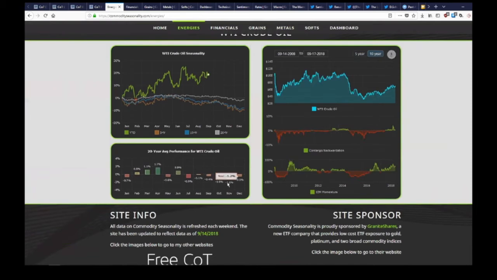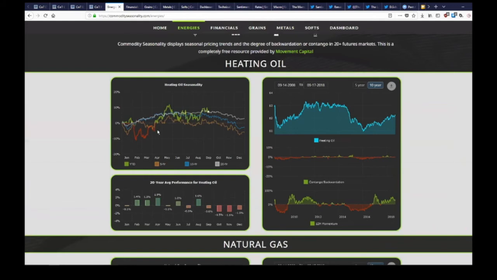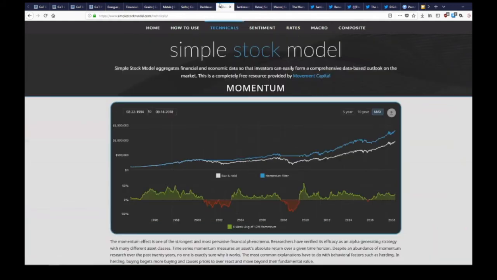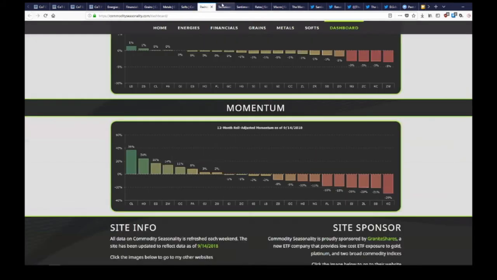WTI, the way it shows, Q4 is typically negative and Q1 typically positive. And it's not just WTI; it's also heating oil. It's the exact same thing, and even more so in heating oil, it looks like.